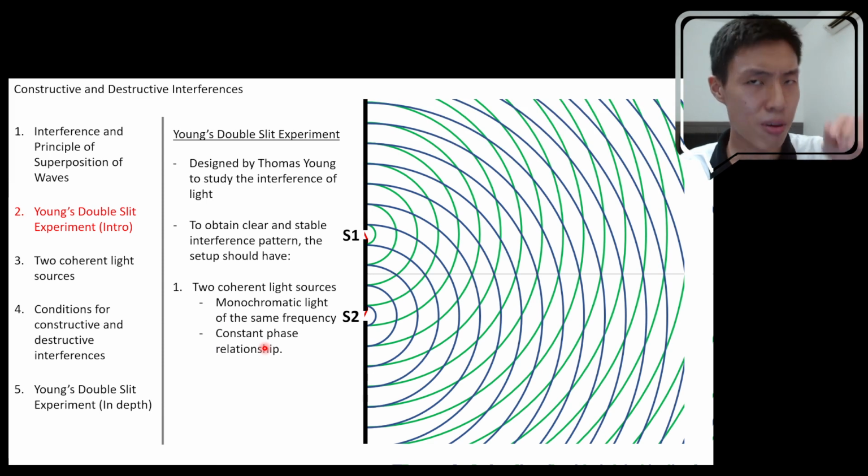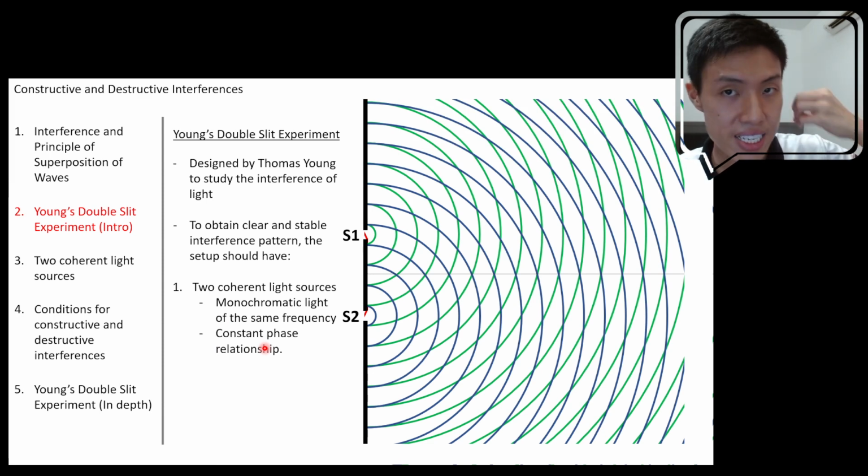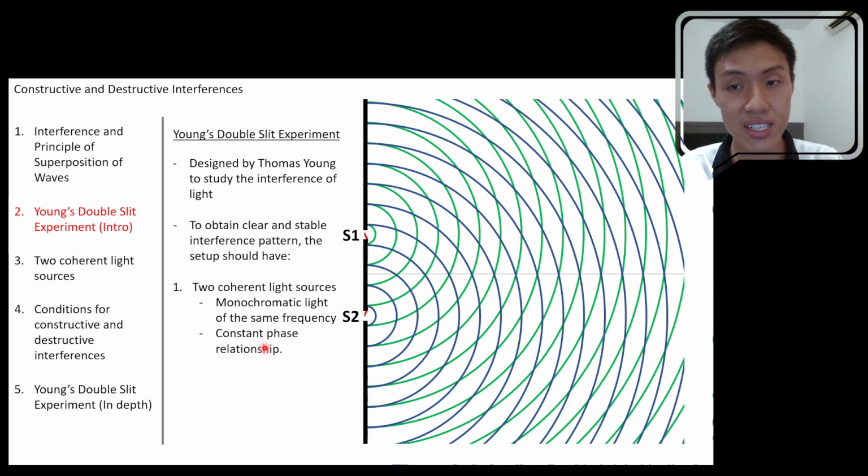The idea might be a bit blurry to you right now, but later on I'll describe it in greater detail. For now, you can know that coherence has two main elements: single wavelength, single frequency, and constant phase relationship. I'll discuss the idea in greater detail just a little bit after this.